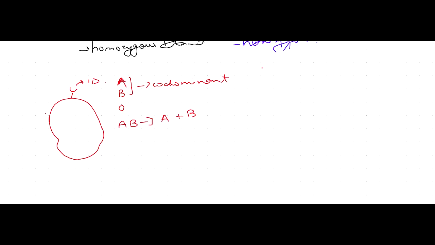This is an example of codominance because the person has two dominant genes, A and B. Both of them are dominant. So the receptors on the red blood cells will be both A and B. You will see receptor A as well as receptor B. So in codominance, both of the alleles are visible.